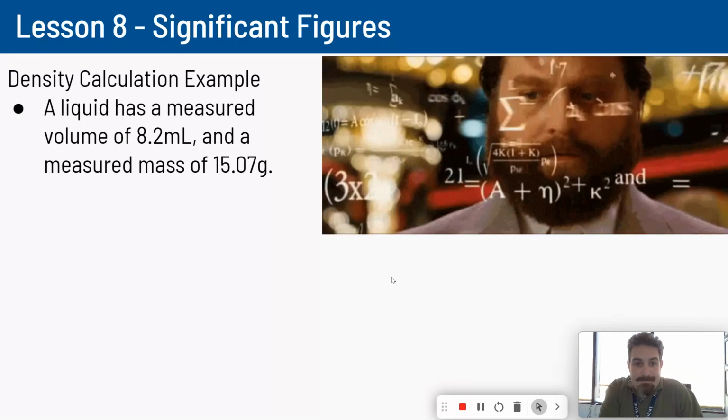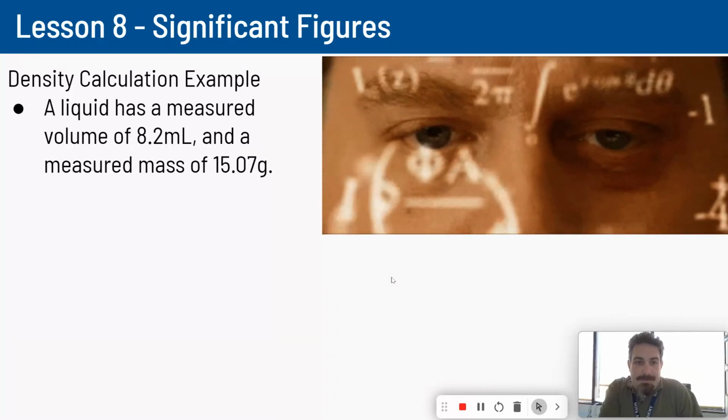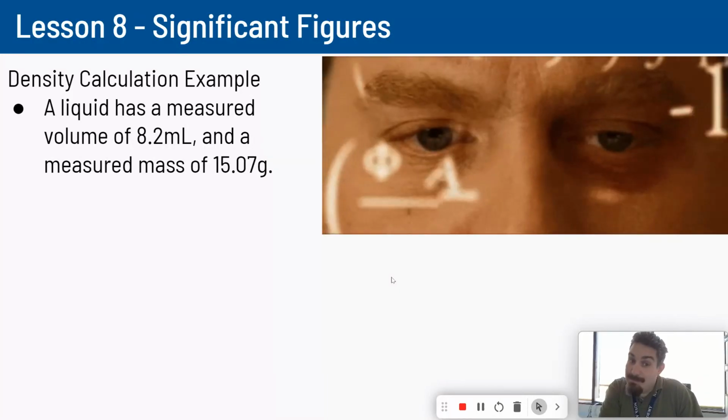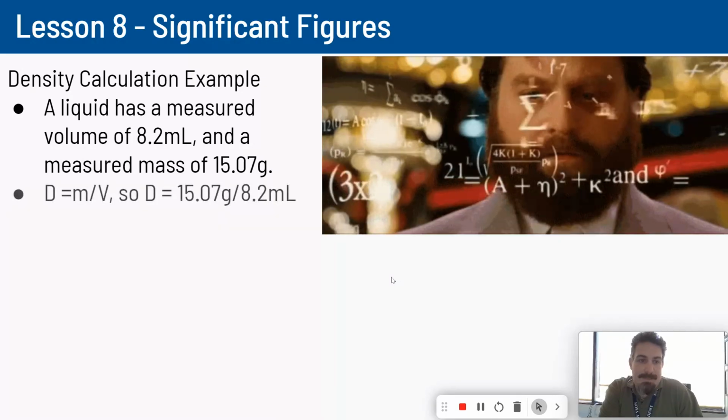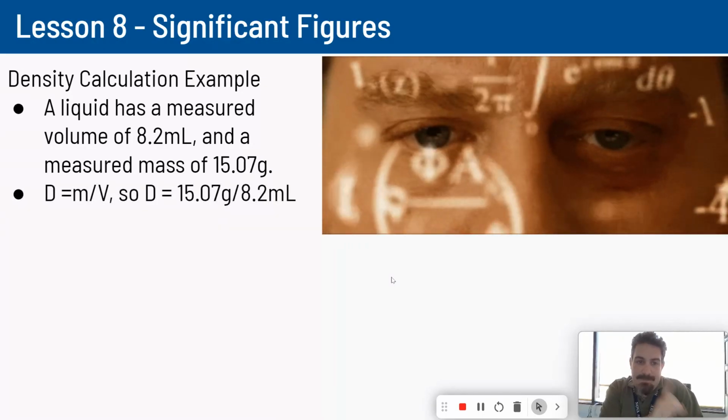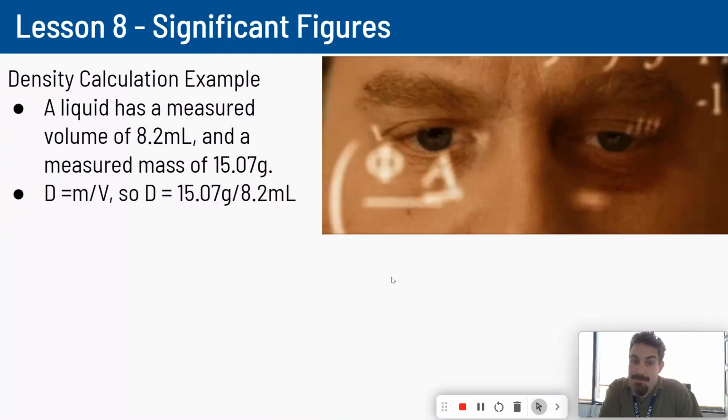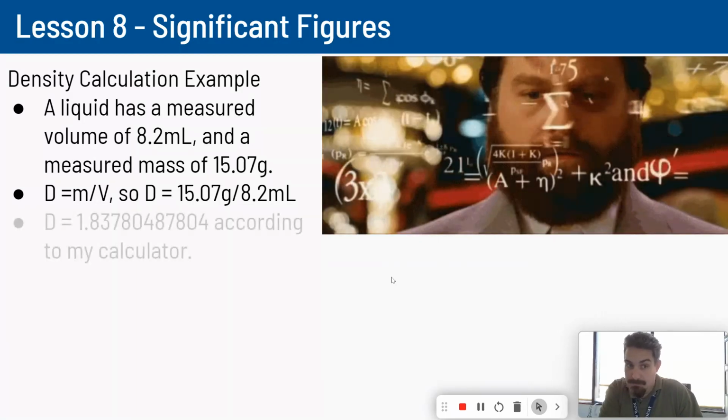Now let's look at density real quick. A liquid has a measured volume of 8.2 milliliters and a measured mass of 15.07 grams. D equals m divided by v. So D is equal to 15.07 divided by 8.2.